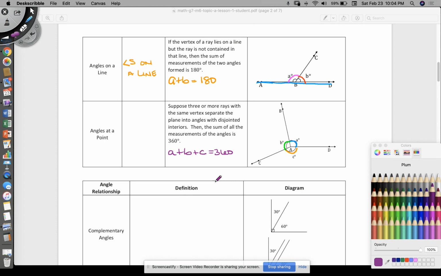How can we write that in abbreviation? We would say angles at a point. They all share the same point of vertex, being, in this case, A.